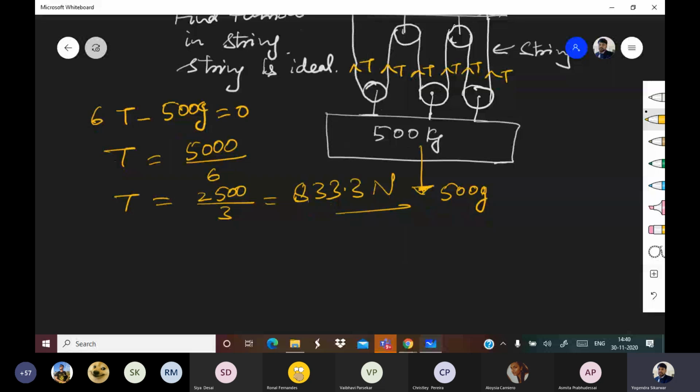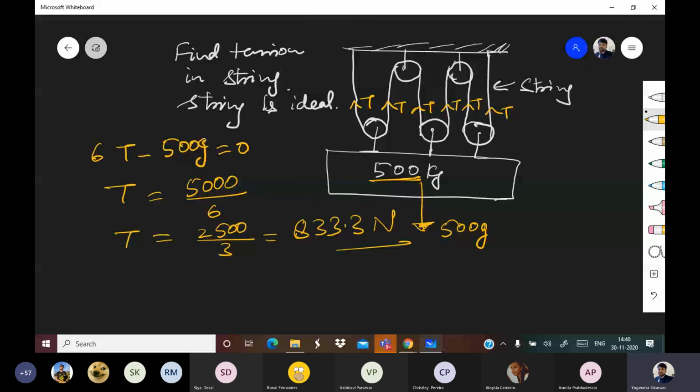It is 500 kg. So force will be 500 G. 500 G means 500 into 10. That's how it became 5000. Pratyusha, understood, Pratyusha?